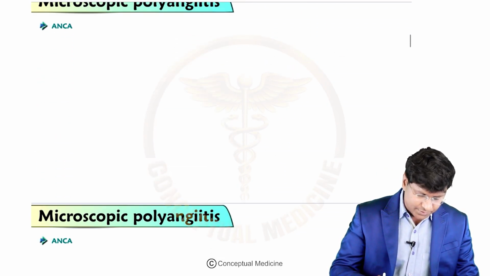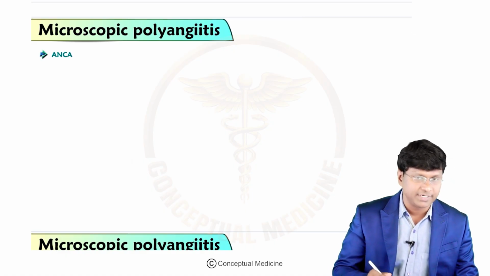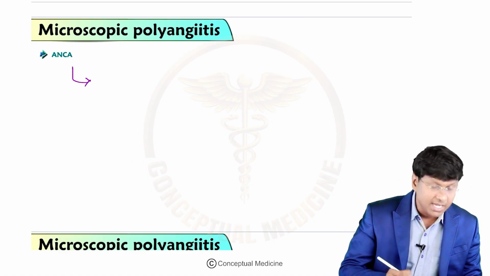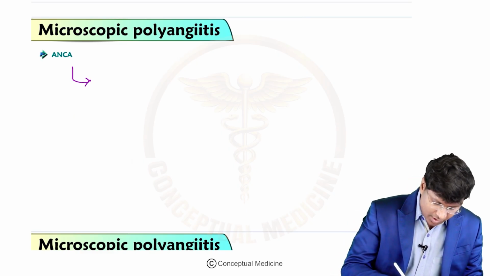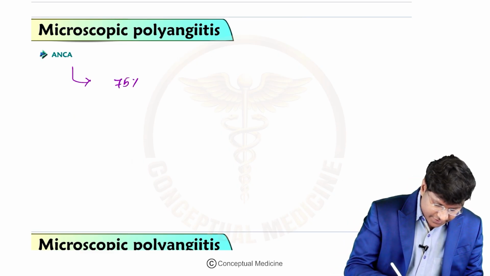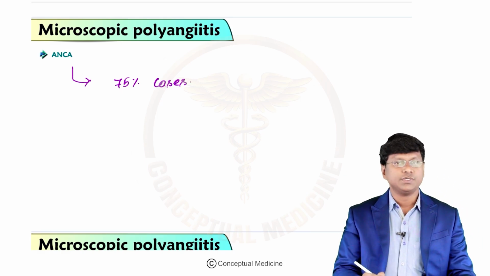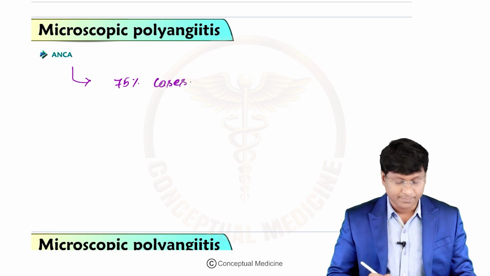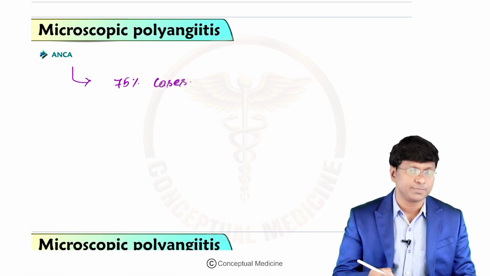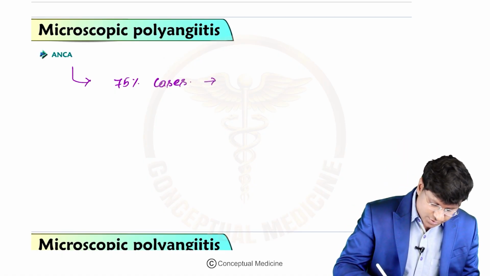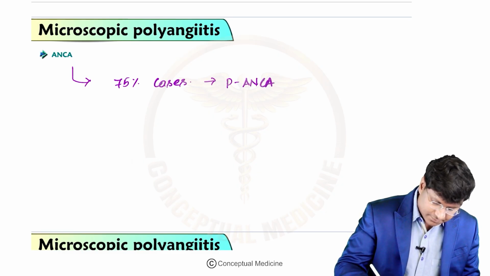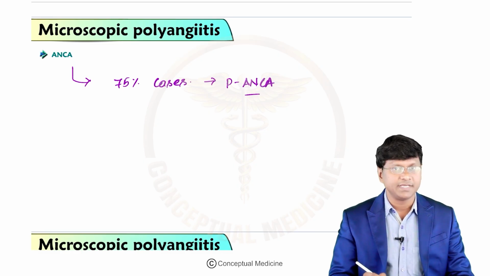And let me tell you that microscopic polyangiitis is an ANCA associated vasculitis. In almost 75% of cases of microscopic polyangiitis, you have the presence of p-ANCA.